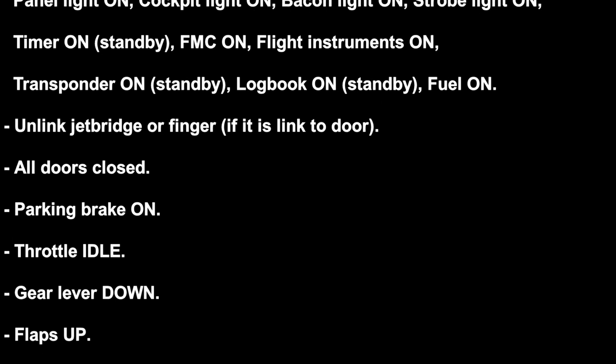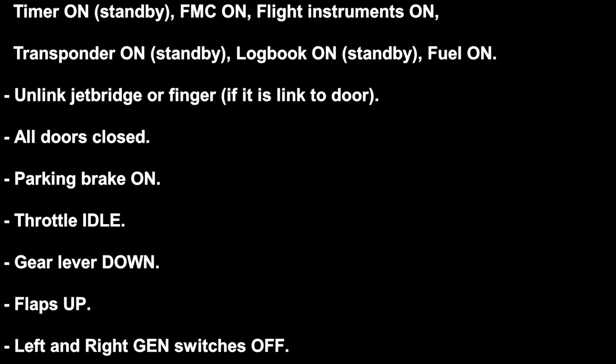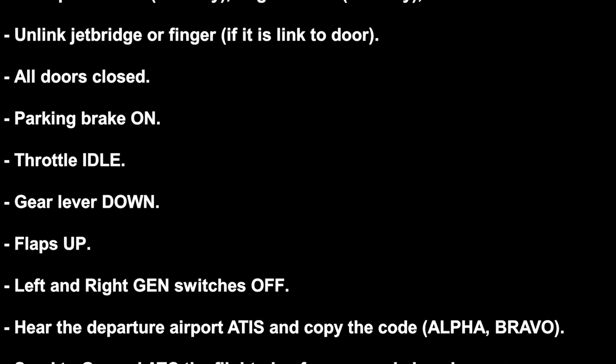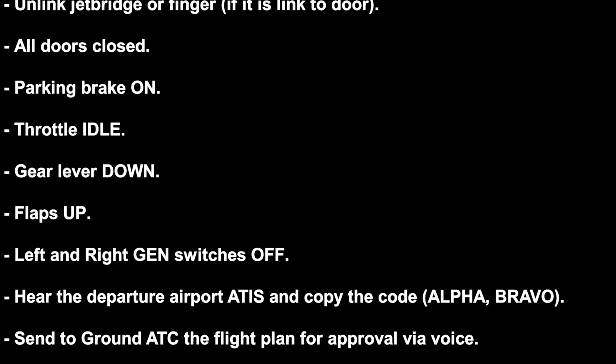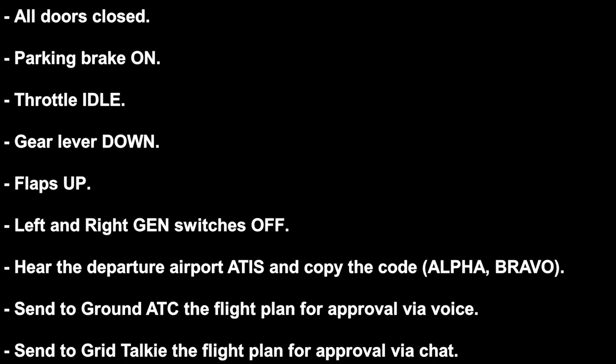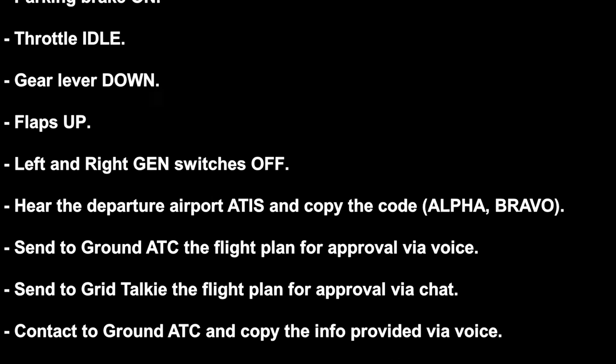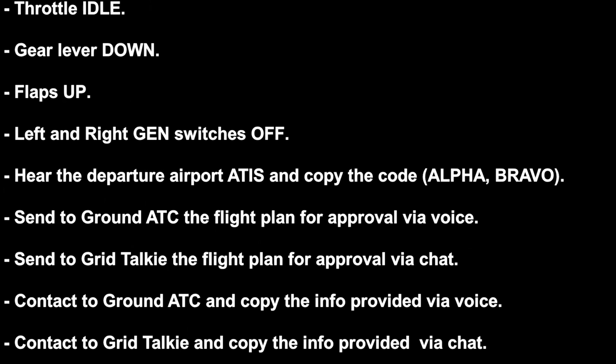Unlink jet bridge or finger, if it is linked to door. All doors closed. Parking brake on. Throttle idle. Gear lever down. Flaps up. Left and right gen switches off. Hear the departure airport ATIS and copy the code, Alpha, Bravo.